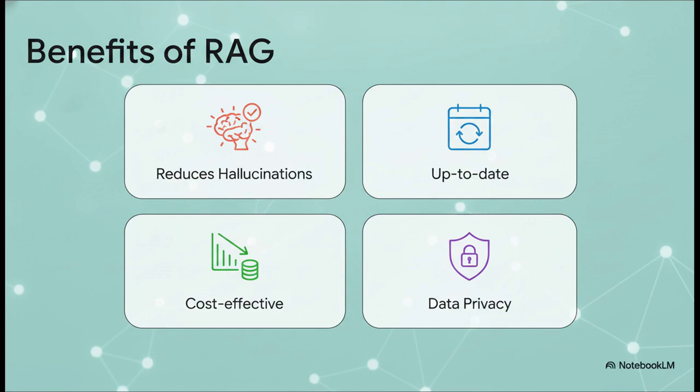Third, it is highly cost-effective. Training or fine-tuning an AI model from scratch, that is incredibly expensive. With RAG, you don't have to retrain the AI's brain. You literally just give it a new book to read. And finally, and this is critical for businesses, it maintains data privacy. The AI doesn't swallow your entire company database. It only extracts the tiny specific parts needed to answer a single query. So your sensitive internal data stays completely safe.